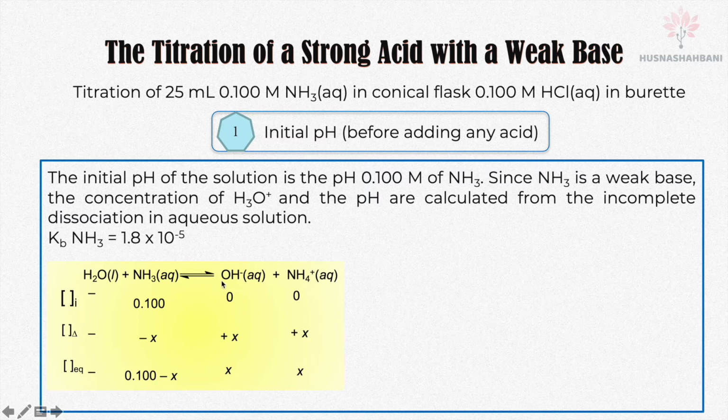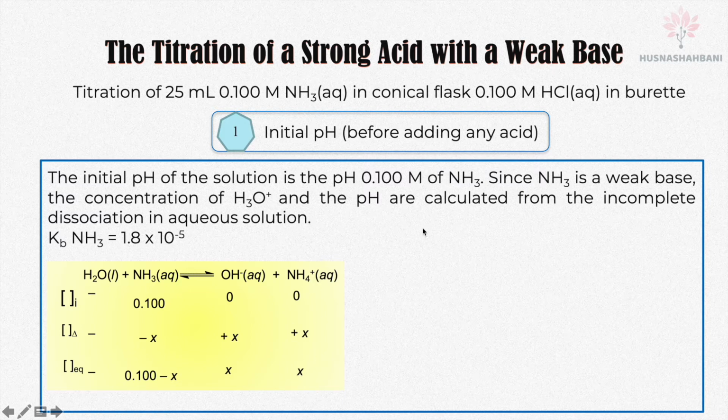Very slightly dissociate. So 0.1 molar initially, ignore water because it's in liquid state, no product before the dissociation, and then the change in NH3 is negative X, because it's 1 mole, 1 mole, 1 mole. Negative because the reactant decreases, the product increases, so plus X. At equilibrium, the concentration for NH3 is 0.1 minus X, OH minus concentration X, NH4 plus is X.